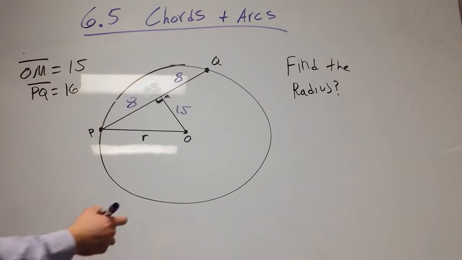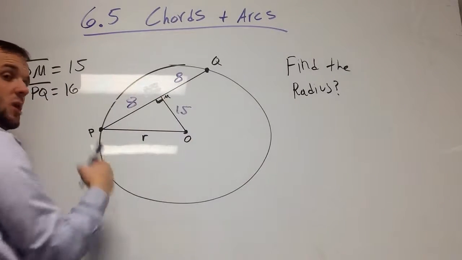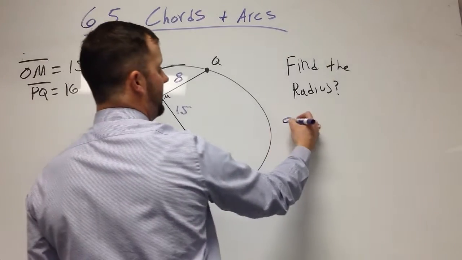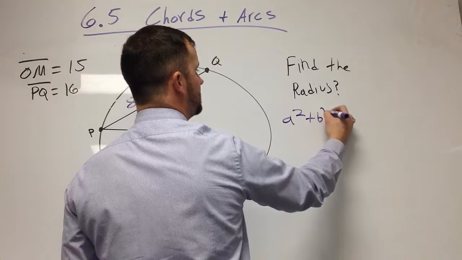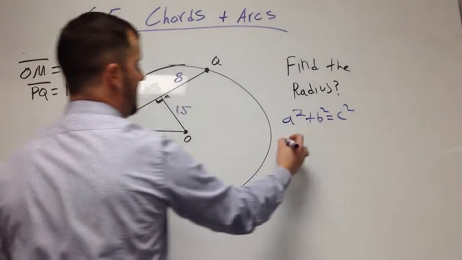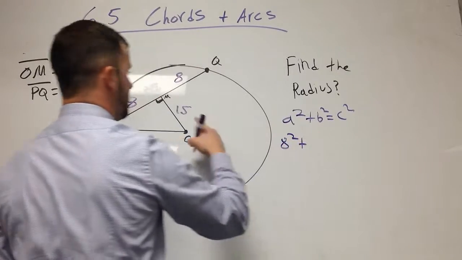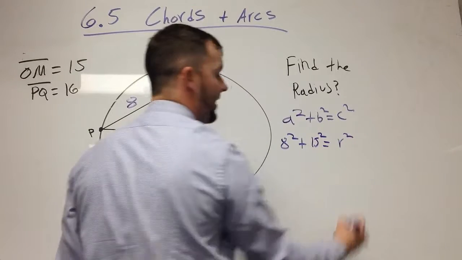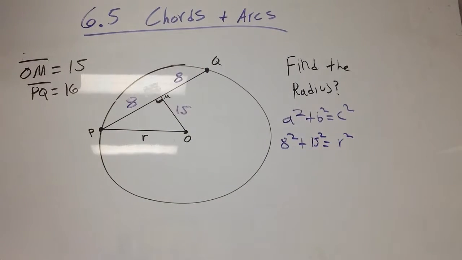So right now, ladies and gentlemen, if you look at this, I now have a right triangle. So I need to find my hypotenuse. So I'm going to use the Pythagorean theorem. So a squared plus b squared equals c squared. So I'm going to do 8 times 8, which is 8 squared. I'm going to do 15 times 15, which is 15 squared. And then I need to find the r value.